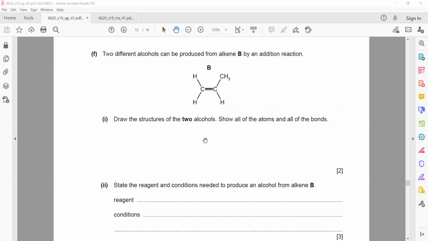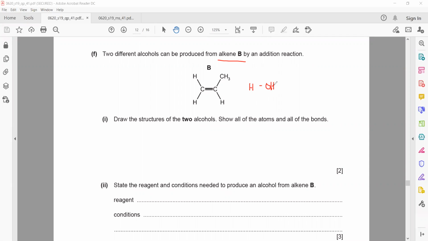Two different alcohols can be produced from alkene B. This is alkene B and it could produce two different alcohols. Draw the structure of the two alcohols and show all of the atoms and all the bonds. Basically, when an alkene reacts with steam, alkene plus steam, it will produce alcohol. Then what is the possibility, how can the two alcohols be formed?